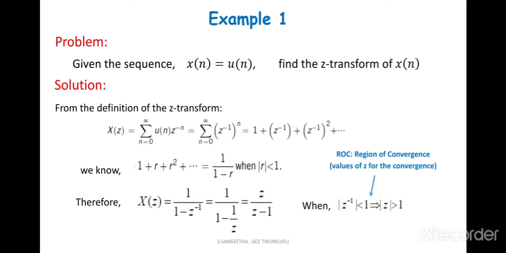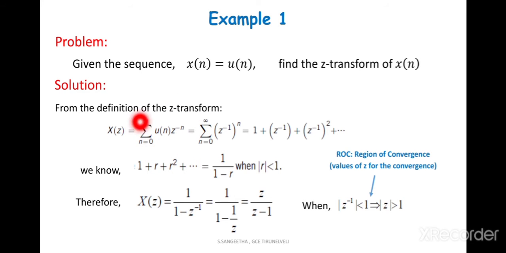The first example: given the sequence x of n is equal to u of n, you have to find the Z transform of x of n, that is, you have to find capital X of z. Next you have to write the solution. First you have to write the formula. Here capital X of z is equal to summation of n is equal to 0 to infinity x of n z to the power minus n. In the question x of n is given as u of n, so in place of x of n you have to substitute u of n.